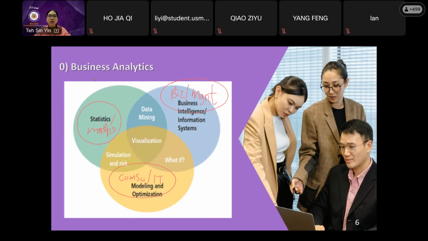So that's why when you learn about business analytics, you see some of your subjects are more on the statistics and mathematics part. Some of your subjects, like machine learning, are more on the computer science and IT part. And some of your subjects are more on business and management. So that is how business analytics is formed.